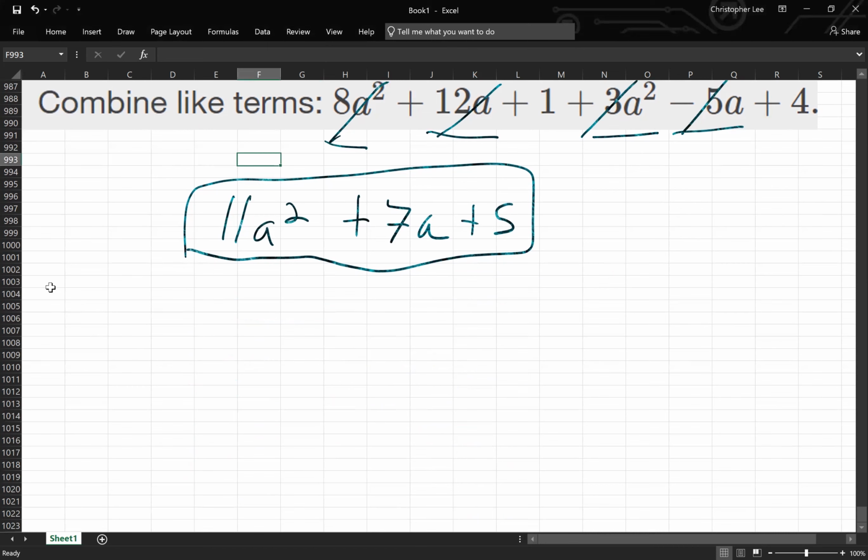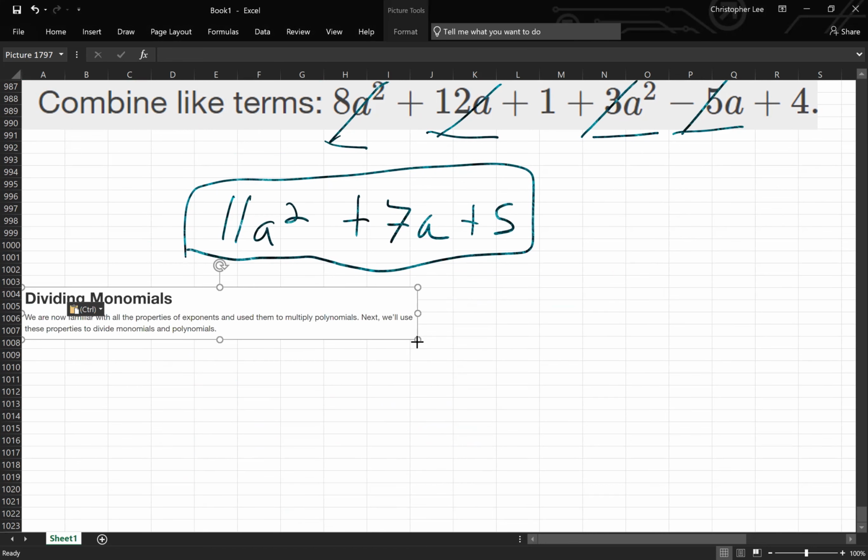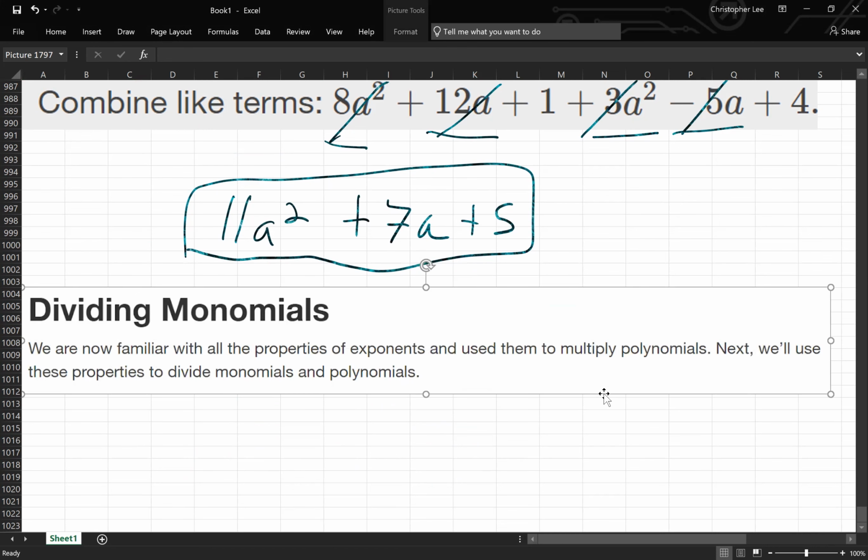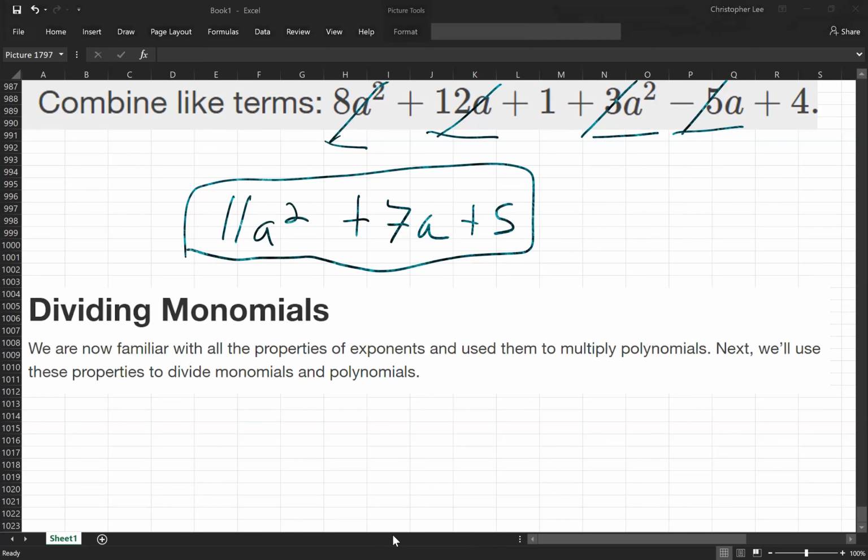All right, similar to our last topic, I want to divide monomials. We are now familiar with all the properties of exponents and use them to multiply polynomials. Next, we'll use these same properties to divide monomials and polynomials. Check it out.